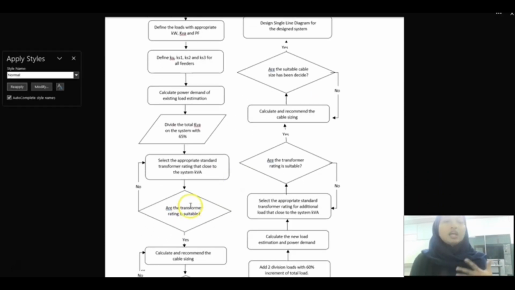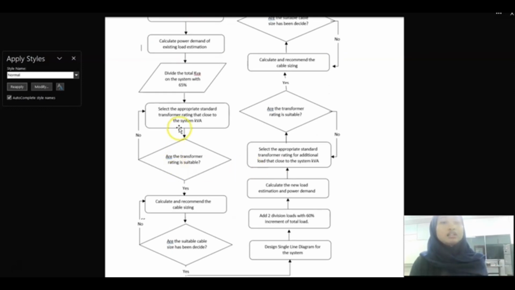After that, if the transformer rating is suitable, we have to proceed with the next step, which is calculating the recommended cable size. If not, we have to reselect the appropriate standard transformer rating that is close to the system. Next, we have to calculate and recommend the cable sizing. If this cable is suitable, we have to proceed to the next step, which is designing the single line diagram for the system. And after we design, we have to add 2 division loads with 60% increment of the total existing load, and calculate the new load estimation and its power demand.